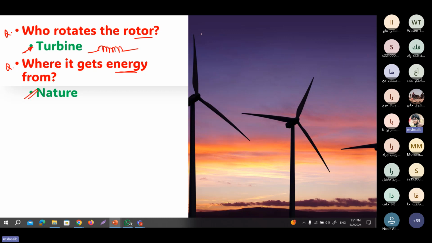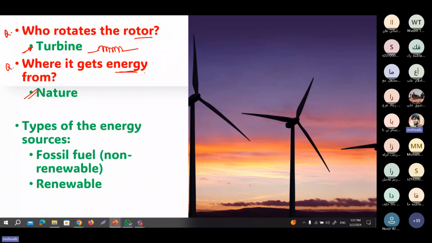In nature, we have energy in different forms, sometimes as heat, sometimes as wind speed, sometimes inside coal, oil, gas, and so on. So nature contains energy in different forms. We use this energy to rotate the turbine, which rotates the rotor, and thus we run our generators. What types of energy do we have in nature? You can divide it into two main categories.